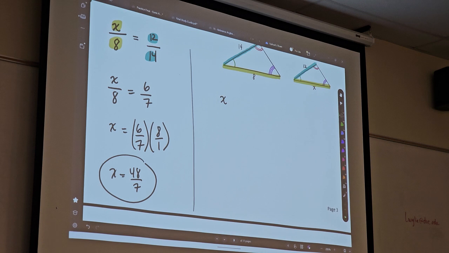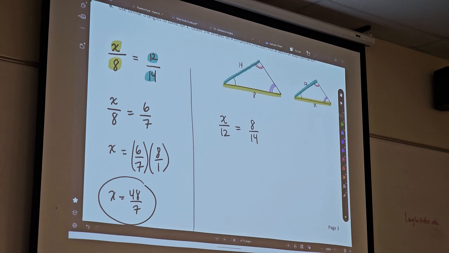They could have done x compares to 12 as 8 compares to 14. Right? I started with x. I'm doing small triangles, yellow compares to big triangles, blue. Smalls yellow compares to smalls blue. Now I'm on big. Since I did yellow to blue, I better do yellow to blue again. Oops, and the color didn't change on me. A little lag on time.